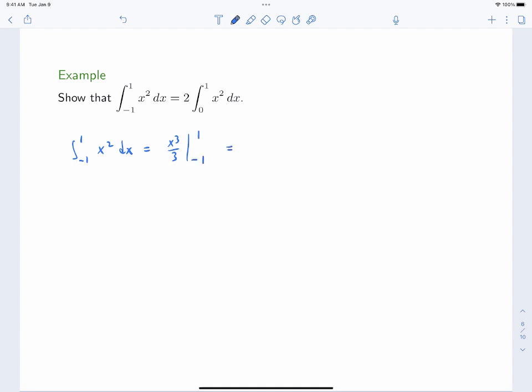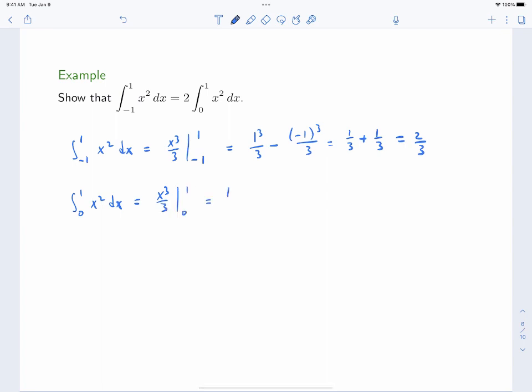So what is this going to be? It's going to be 1 cubed over 3 minus -1 cubed over 3, which is 1/3 minus a -1/3, or plus 1/3. And that's 2/3. So that's what you get if you integrate from -1 to 1. Now what about the integral from 0 to 1 of x squared dx? Well, this is the same antiderivative, x cubed over 3, but now we're just going from 0 to 1.